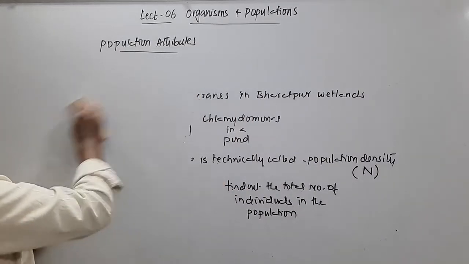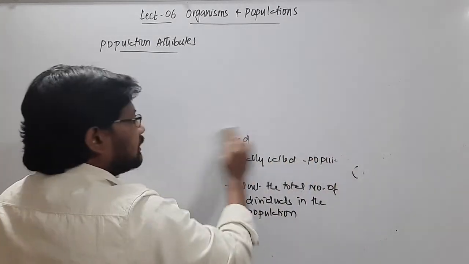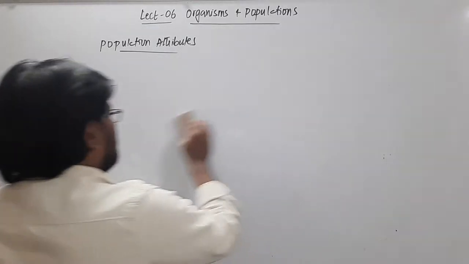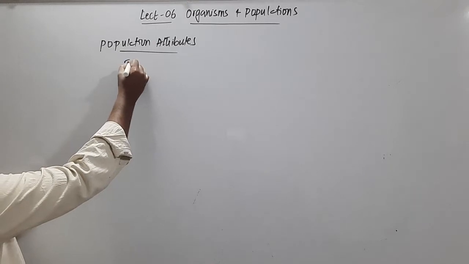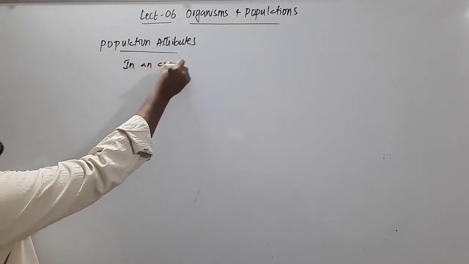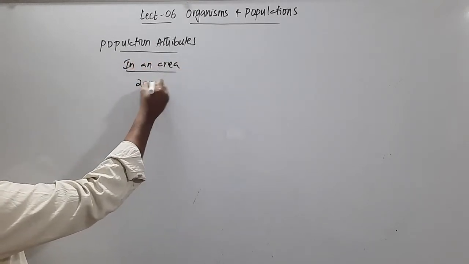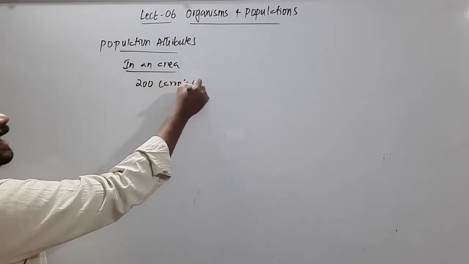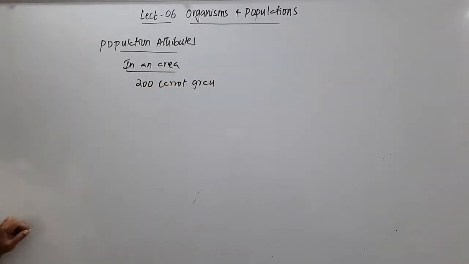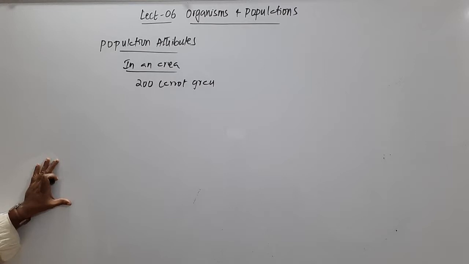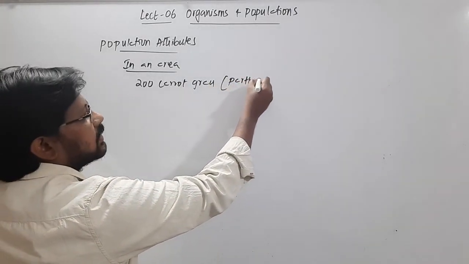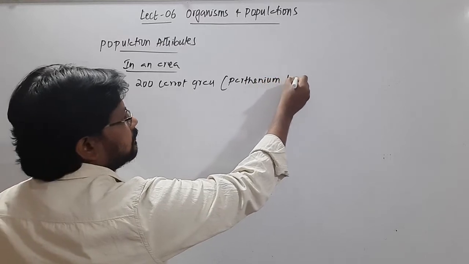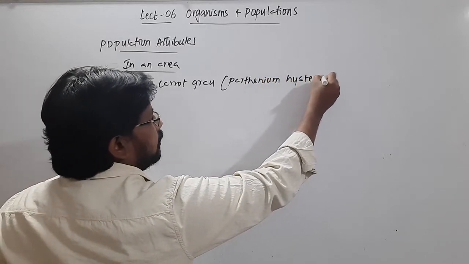Suppose in an area there are 200 carrot grass plants. So its scientific name is Parthenium hysterophorus.